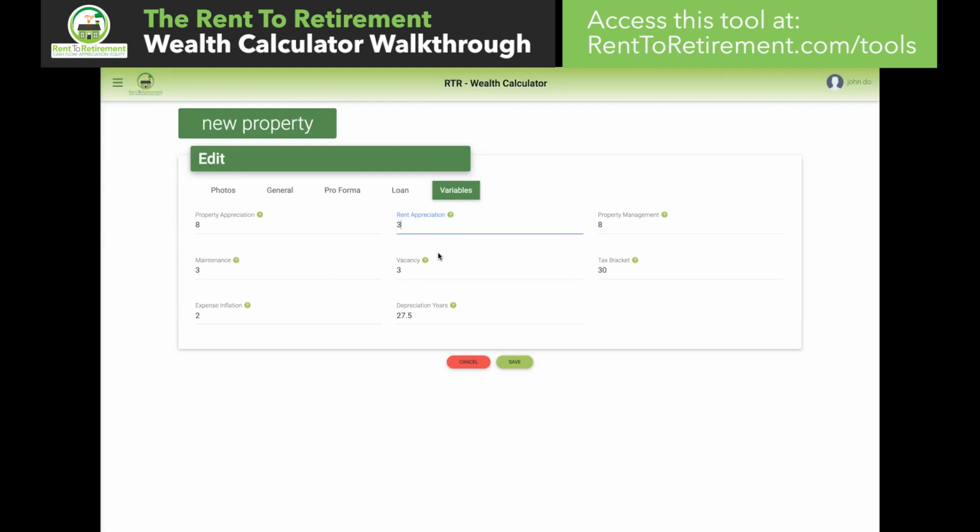All important things to put in here. Rent appreciation, we'll put 5% for Southwest Florida, even though that's still conservative. Management, we're actually at 7% on these specific properties.